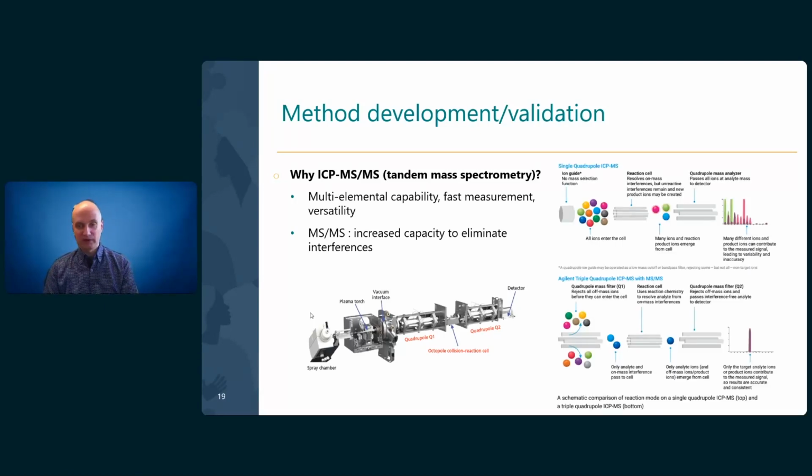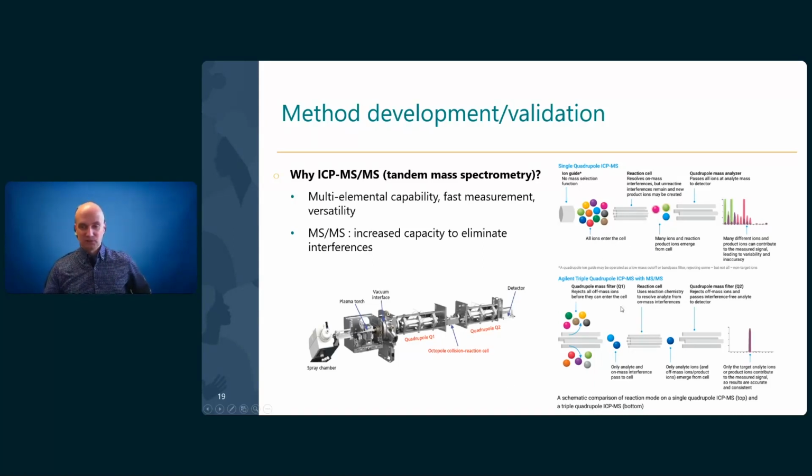So if we compare single quadrupole with triple quadrupole technology, in the first one, the single quad, you'll have all the ions entering the cell. And even if you have the reaction cell, you might have your analyte reacting or the interferences, but you cannot get rid of all the interferences. So ultimately, the detector will measure the analyte of interest, but also some interferences.